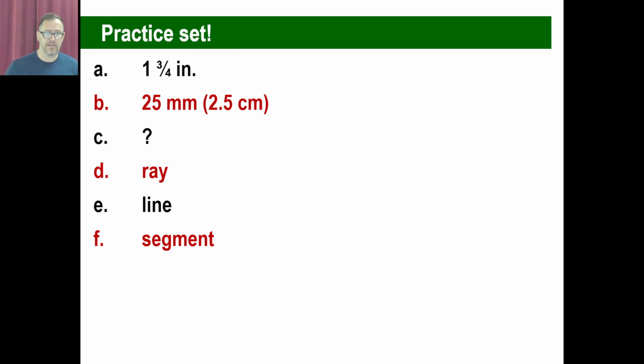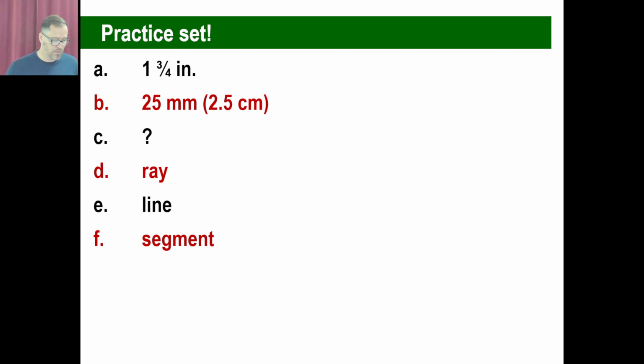Okay, let's take a look at the answers. The first one is going to be 1 3/4 inches. You can see those are divided into fourths. Second, that is 25 millimeters or 2.5 centimeters, or whatever you want. C, measure this one twice, once with an inch ruler and once with a centimeter ruler. They're going to be different, aren't they? You're going to get different answers. I'm not going to say what they are, but you can measure them both ways. Just make sure.